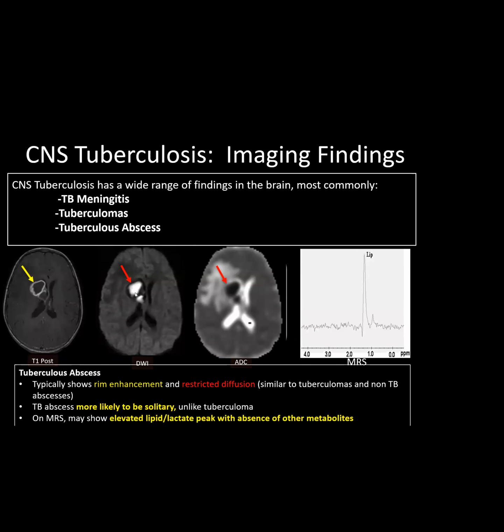So tuberculous abscesses can look exactly like a pyogenic abscess. They can be solitary, or you might have daughter abscesses right next to it. They rim enhance, they will restrict. One thing that is in the literature, though, is that when you have a tuberculous abscess compared to a pyogenic abscess, pyogenic abscesses will often have the amino acids that we talked about on spectroscopy. Tuberculous abscesses will have high lactate, but not really the high amino acids.